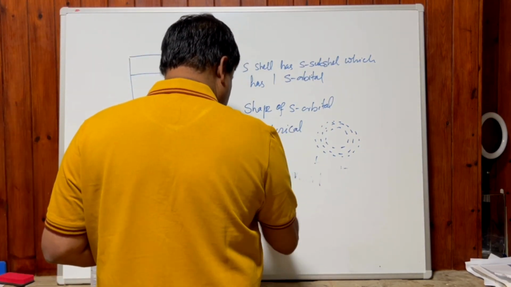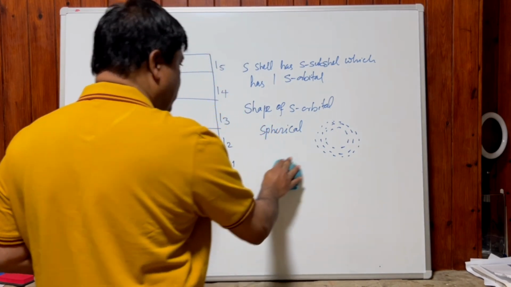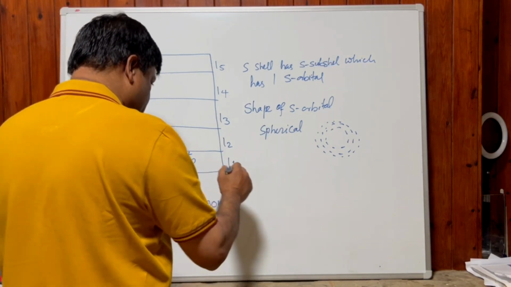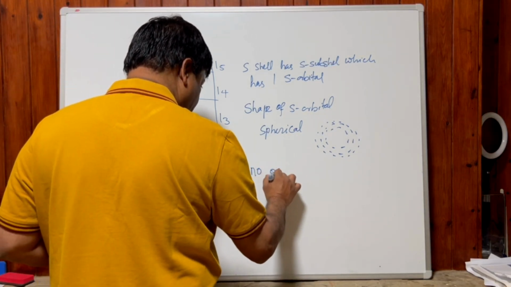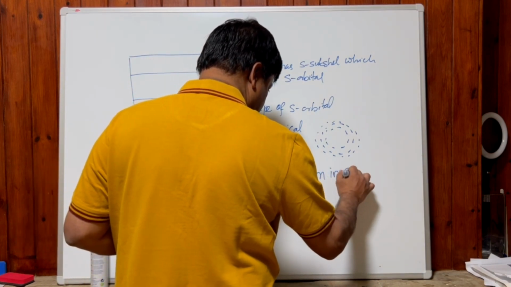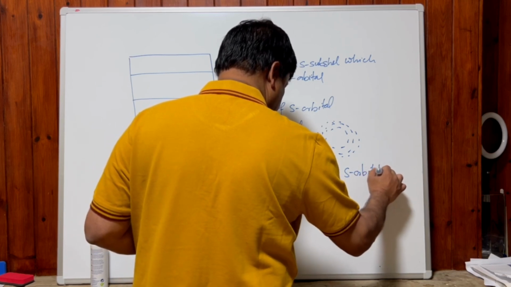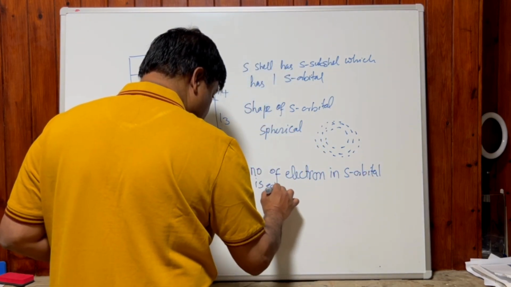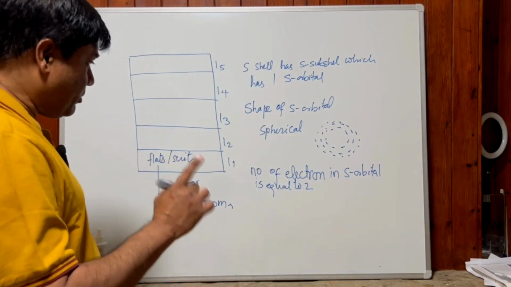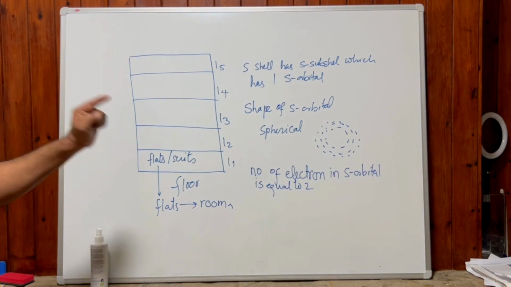Okay. Now, how many electrons can we fill in the s orbital? Only 2. Number of electrons in s orbital is equal to 2. Minimum 1, max 2.